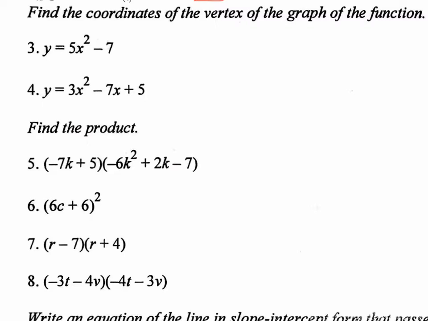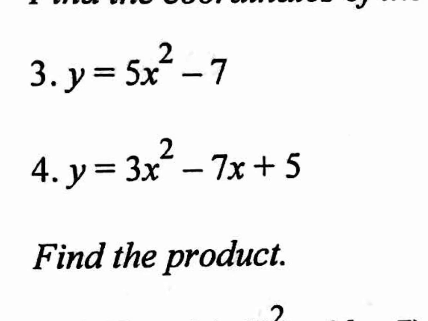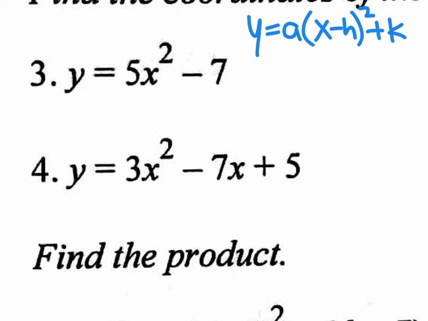All right, number 3, find the coordinates of the vertex of the graph of the function. So it depends, do you want to look at number 3 in vertex form or standard form? Let's zoom in here. Do you want to look at this in vertex form or standard form? So there's vertex form. Standard form is ax squared plus bx plus c. So this one, you actually have the option of looking at it as ax squared plus 0x, which is the bx, minus or plus c, which is minus 7.